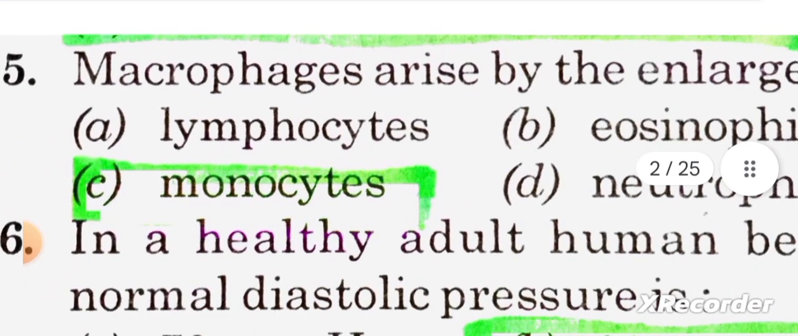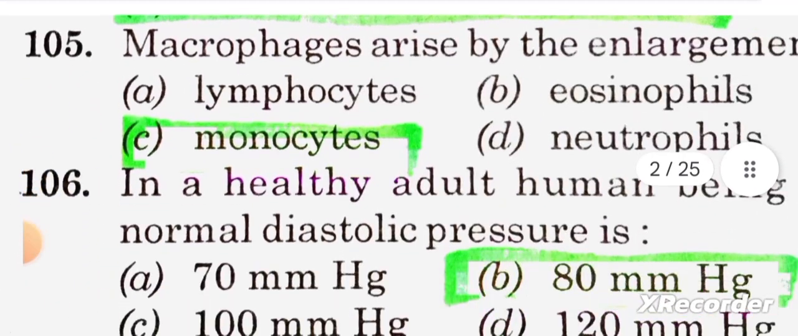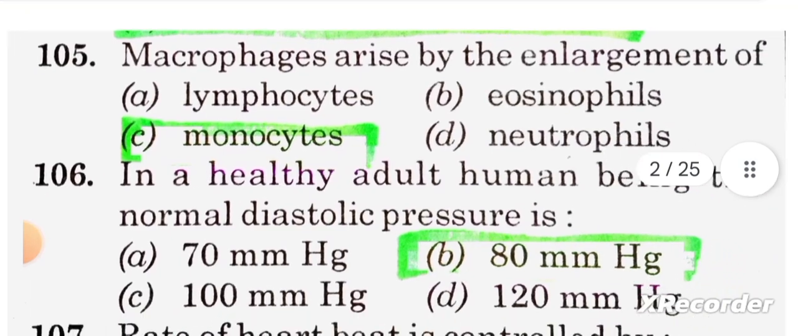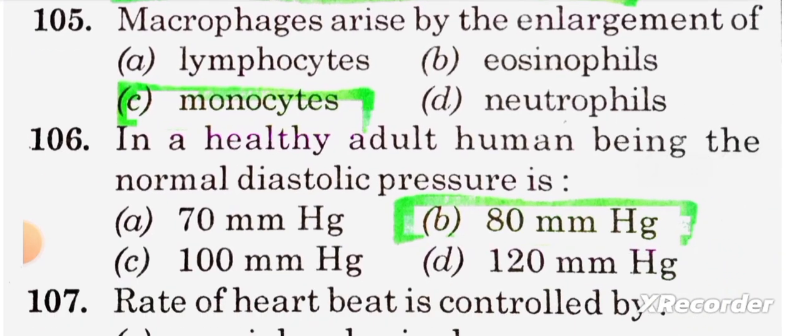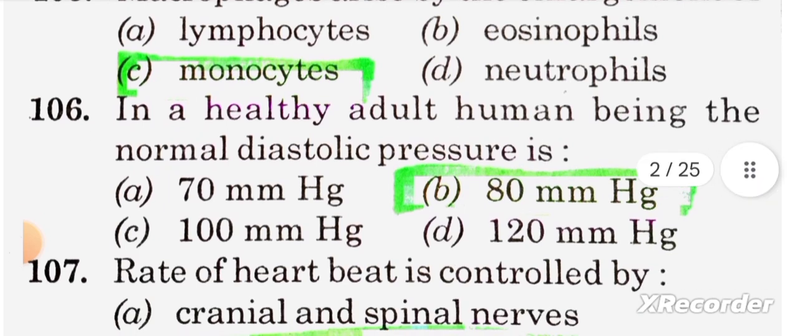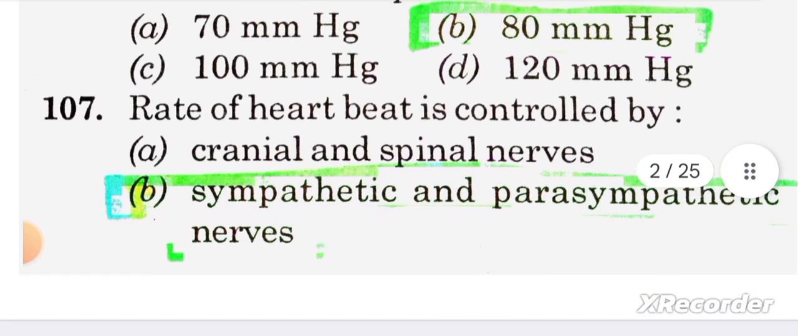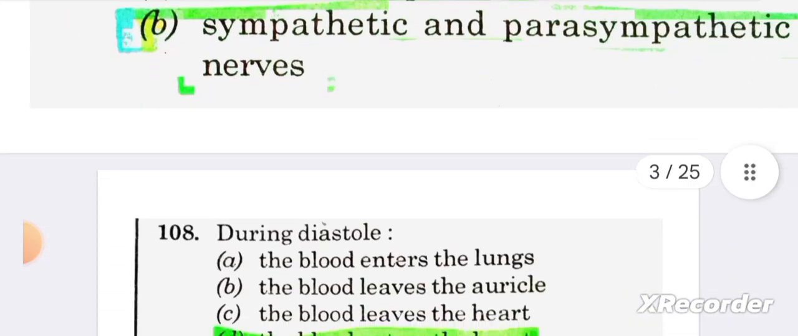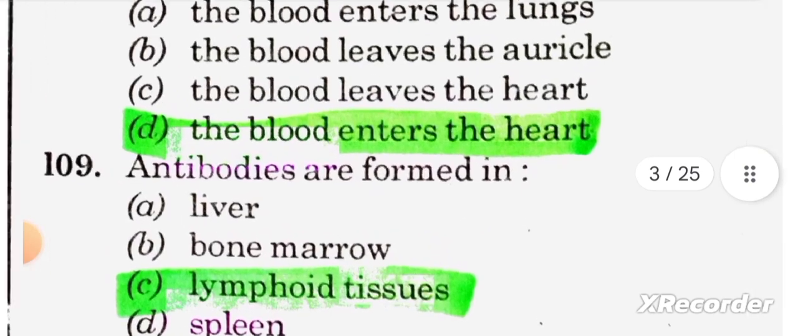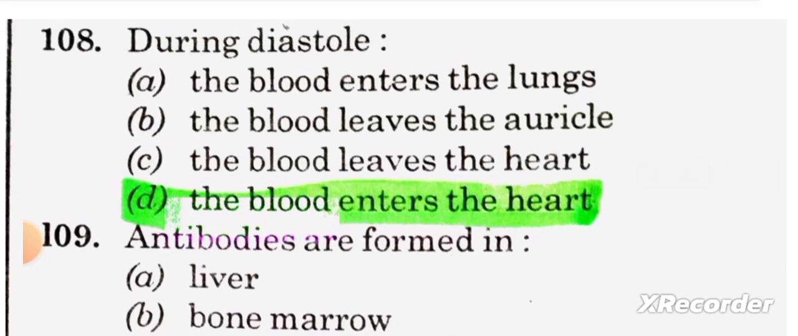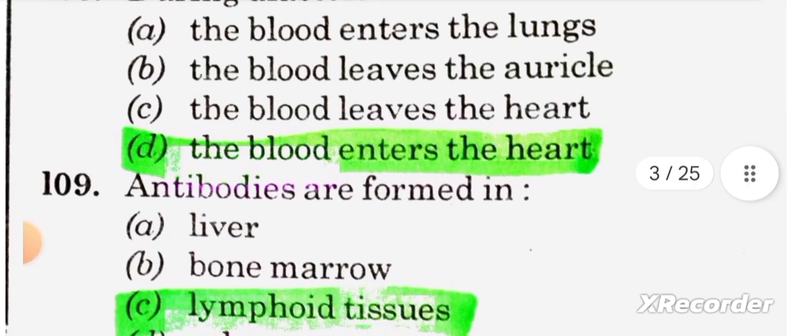Next 105. Macrophages arise by the enlargement of answer C. Monocytes. 106. In a healthy adult human being, the normal diastolic pressure is answer B. 80 mmHg. 107. Rate of heartbeat is controlled by answer B. Sympathetic and parasympathetic nerves. 108. During diastole answer D. The blood enters the heart.